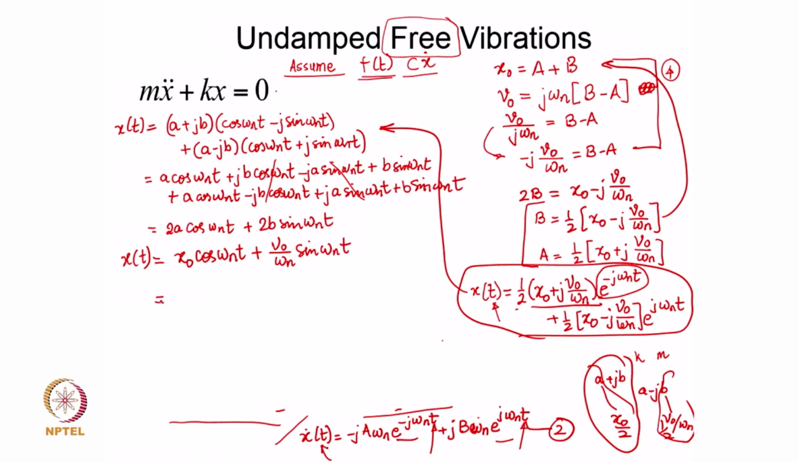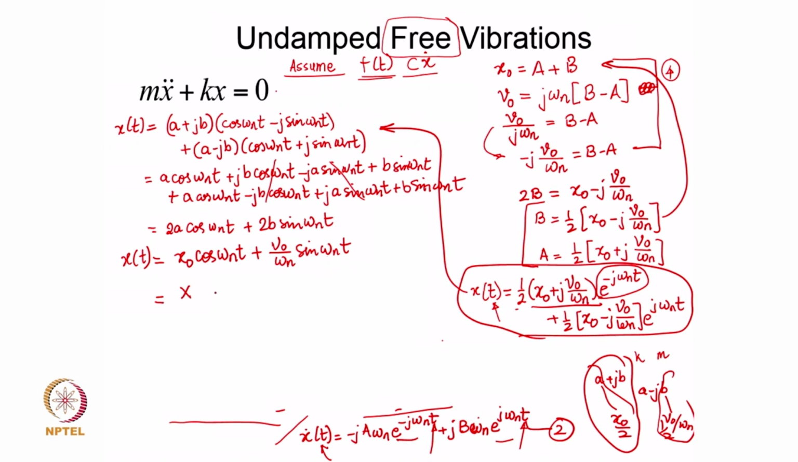simplify this or reduce this or write it in a different format, all of you are aware of what it actually is. A cos omega n t plus b sin omega n t is going to be square root of a square plus b square cos omega n t minus phi. So, I will do that exactly.